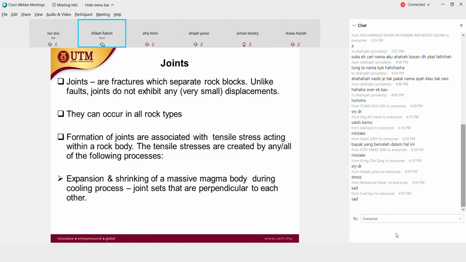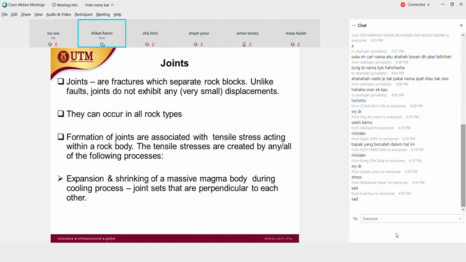And joints. Next is joints. We have talked about bedding strata, folds and faults, and now joints. Joints are fractures which separate rock blocks. Unlike faults, joints exhibit very small displacement, if any. They can occur in all rock types.